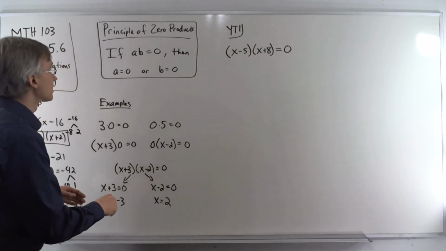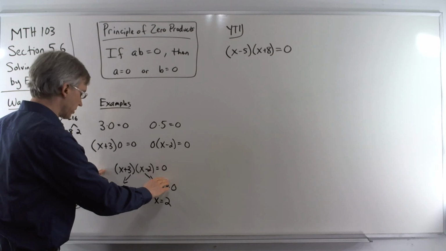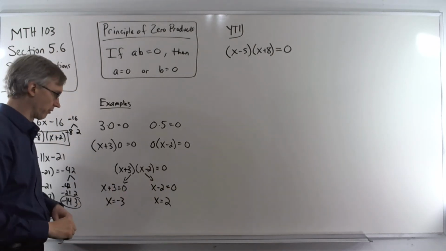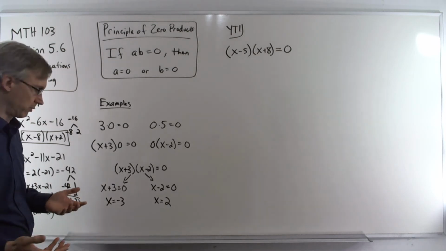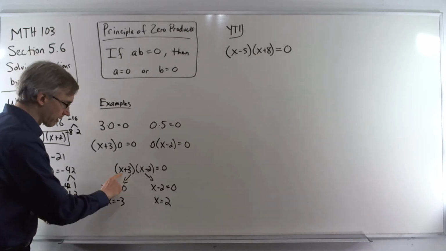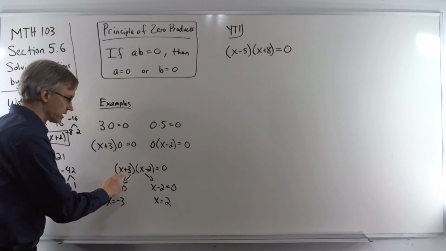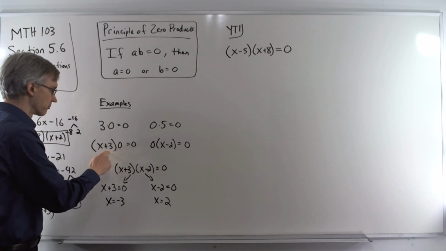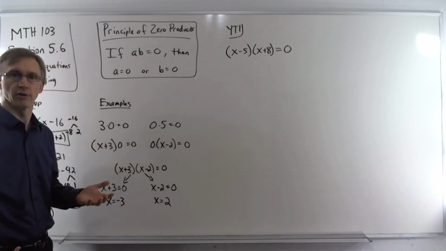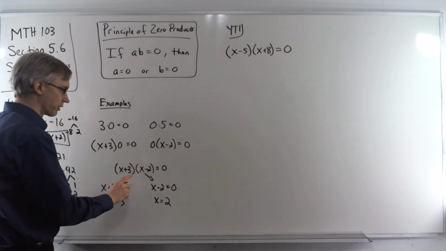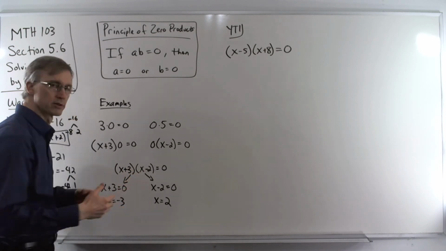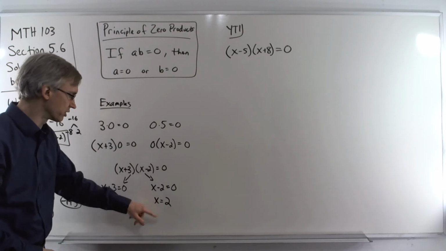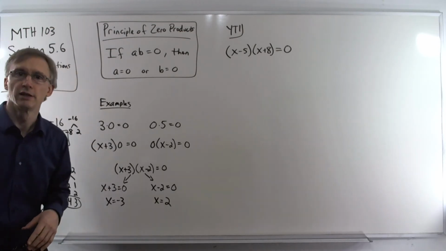We're going to break this up into two separate equations and then set each of those equal to 0. That way, when we solve them, we get the value such that when we plug it back in here, we're going to get a 0 for one of these binomials. And as we've seen, if you multiply a 0 by any binomial, you get 0. So that will solve the equation if we can make one of these binomials 0. The two numbers that accomplish that are negative 3 and 2. Those are the solutions to that equation.